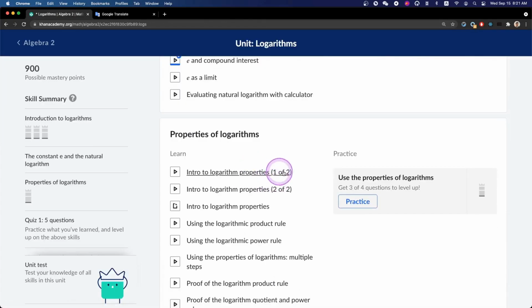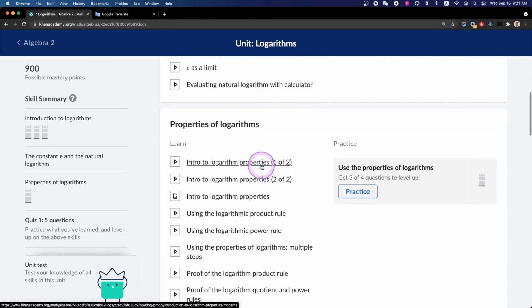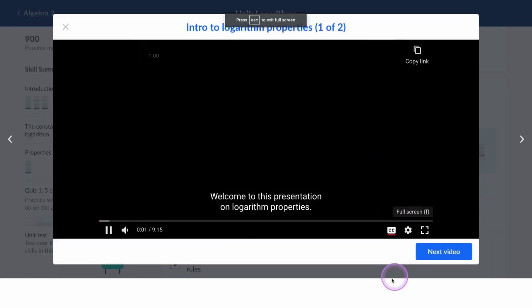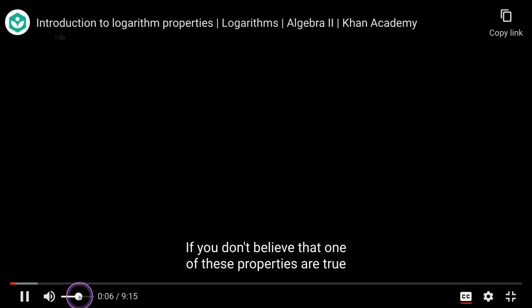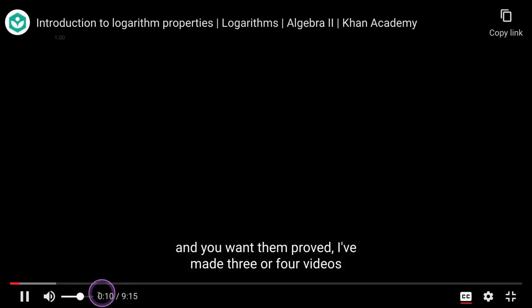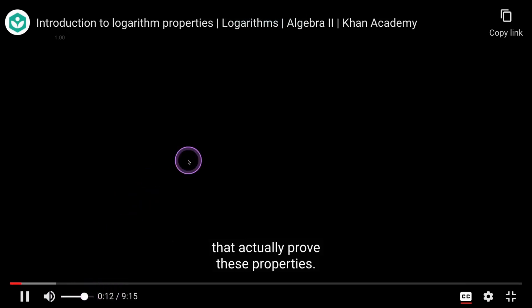Introduction to the Logarithm Properties. Alright, let's get into it. Welcome to this presentation on logarithm properties. Now this is going to be a very hands-on presentation. If you don't believe that one of these properties is true and you want it proved, I've made 3 or 4 videos that actually prove these properties. But what I'm going to do is show you the properties and then show you how they can be used. It's going to be a little more hands-on.